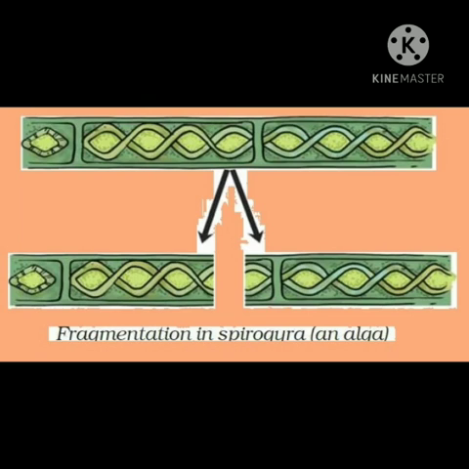Fragmentation. Fragmentation is the process in which the mature individual breaks into small fragments. Each fragment can grow into a new complete individual. This process of asexual reproduction is found in green algae such as Spirogyra. You can see the picture of Spirogyra.